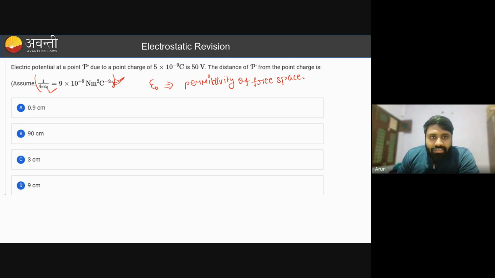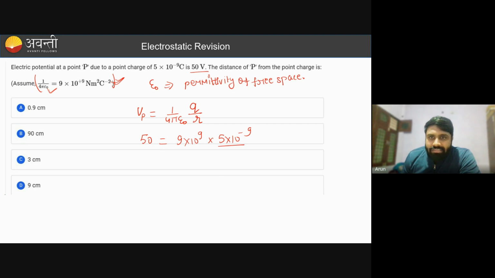Okay, so electric potential at point P due to a charge, we know that due to a point charge, the electric potential is equal to 1 upon 4 pi epsilon naught q upon r. Q is given here positive, so we will take it positive. Vp is given as 50 volt. 1 upon 4 pi epsilon naught is 9 into 10 raised to the power 9. Q is given as 5 into 10 raised to the power minus 9, it is not minus, it is plus, divided by r.